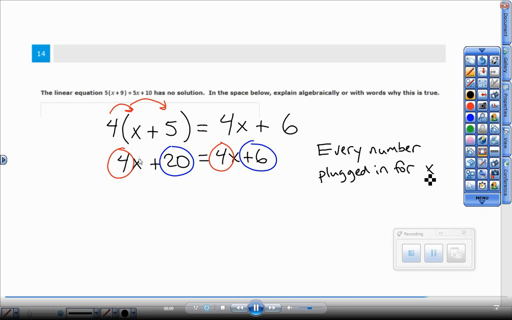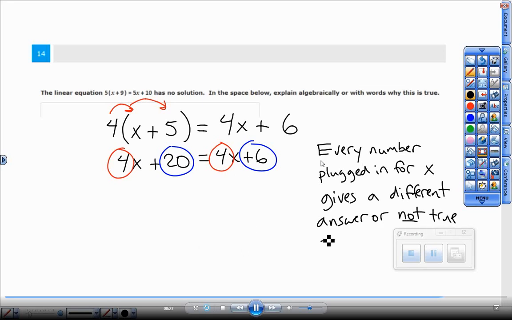Every number plugged in is going to give me two different numbers. Plug in 1 for x, plug in 1 for x. One side gives me 4 plus 20, one side gives me 4 plus 6. You'll never get a true equation when you have this look. The same number of x's, a different number. And again, what we'd like you to see is maybe write this down. Every number plugged in for x gives a different answer, or not a true equation. Or show me some that you're plugging in.